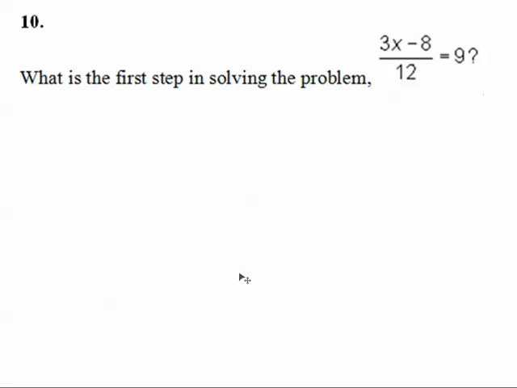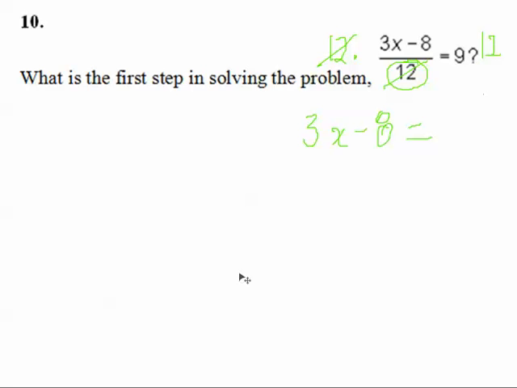This question simply asks, what is the first step to solving this equation? It will give you different choices. Should you subtract 9 from both sides? Should you add 8 to both sides? Well, what you need to recognize is the first thing to do is to get rid of this 12 on the bottom, and you do that by multiplying both sides by 12. So I think the best answer here is to multiply both sides by 12. That gets rid of the fraction part of it and makes the equation much, much easier to solve.